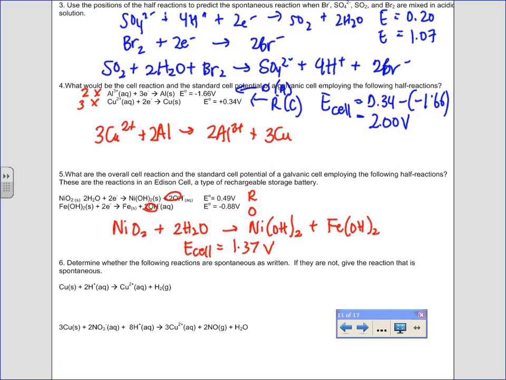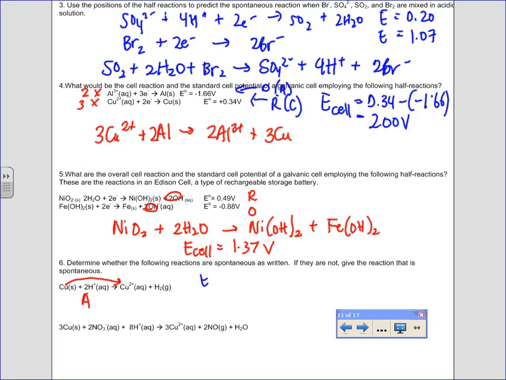In number 6, we're asked to determine whether the following reactions are spontaneous as written and give a reaction that is spontaneous if needed. So what we have to do here is look at which one is the anode and which one is the cathode, not based on their position on the activity series, but the way that it's written. So in this case, the copper is losing electrons, so the copper is actually the anode.